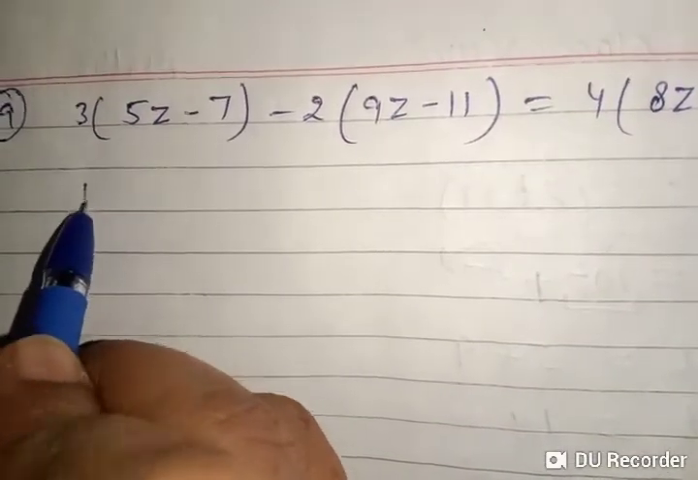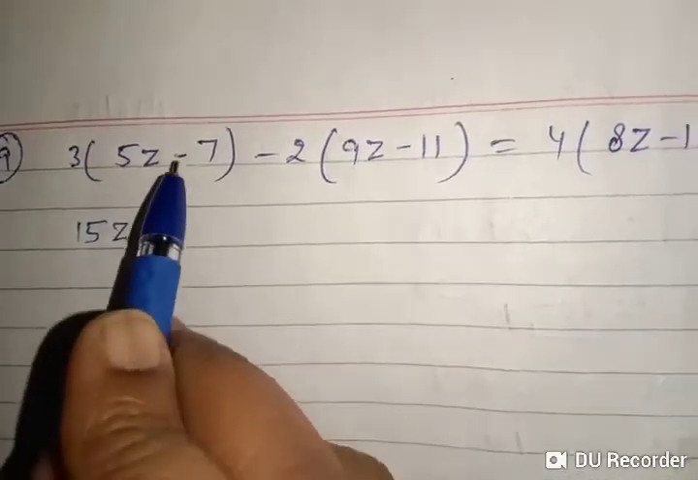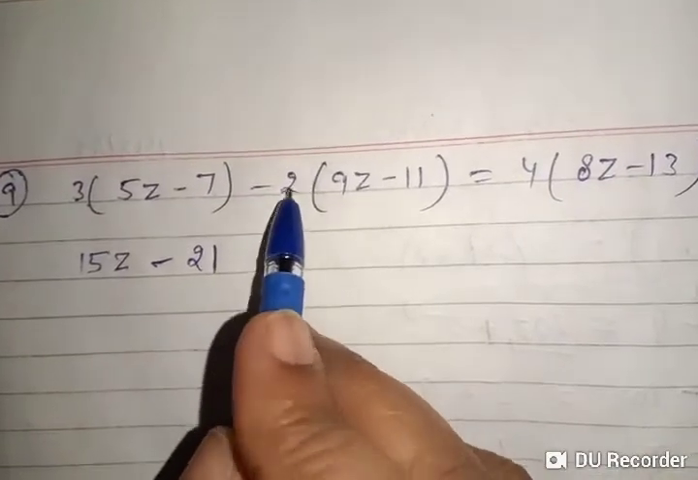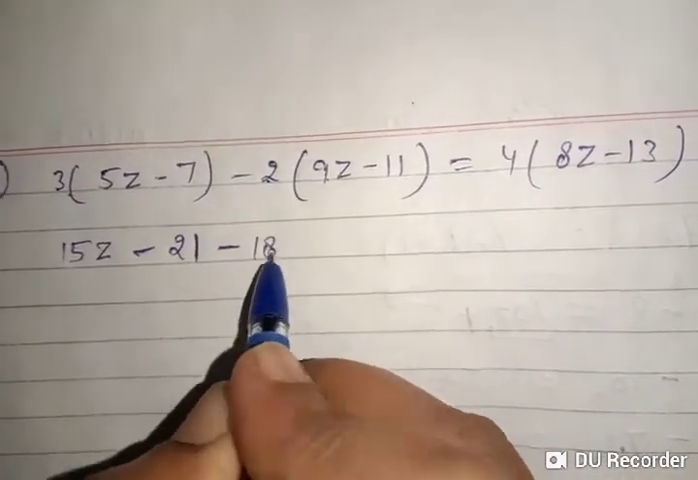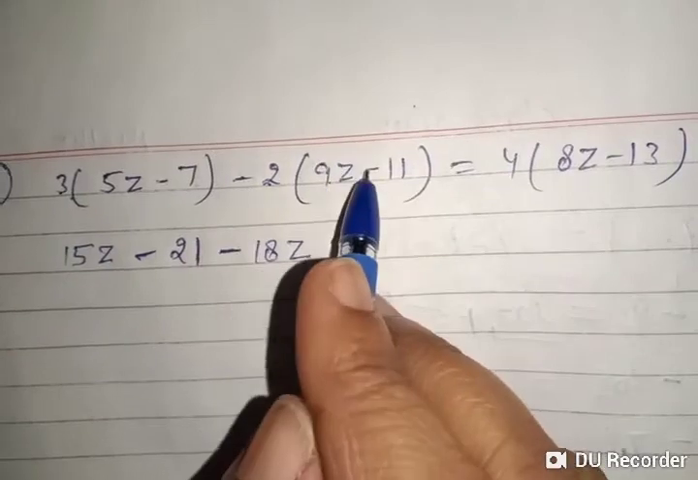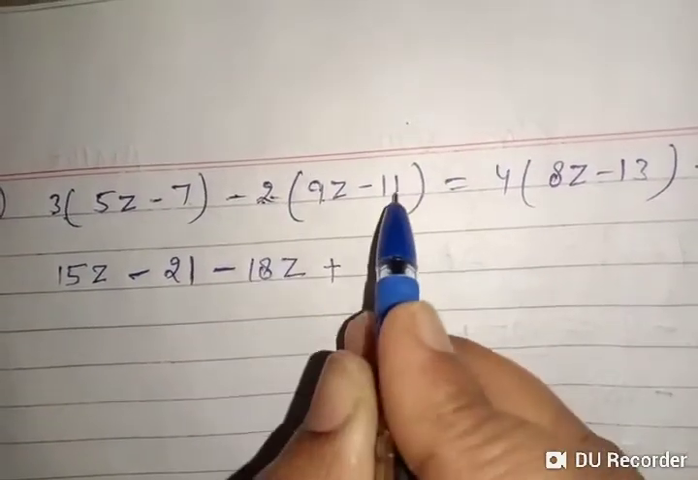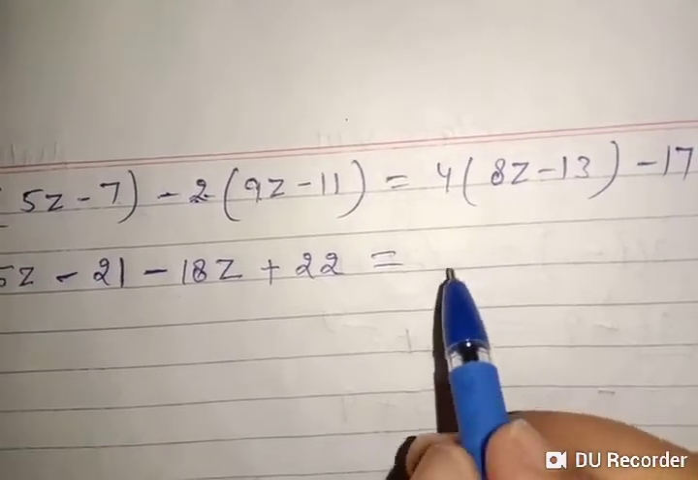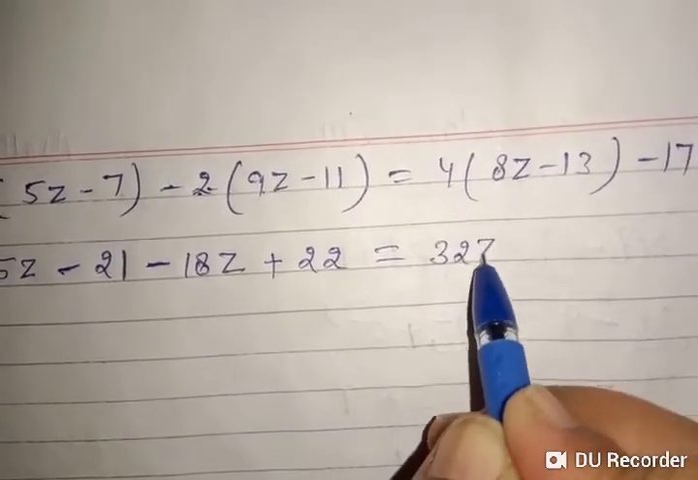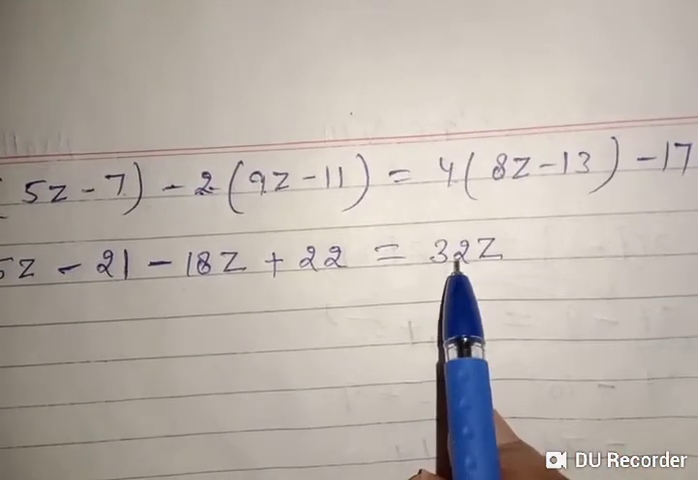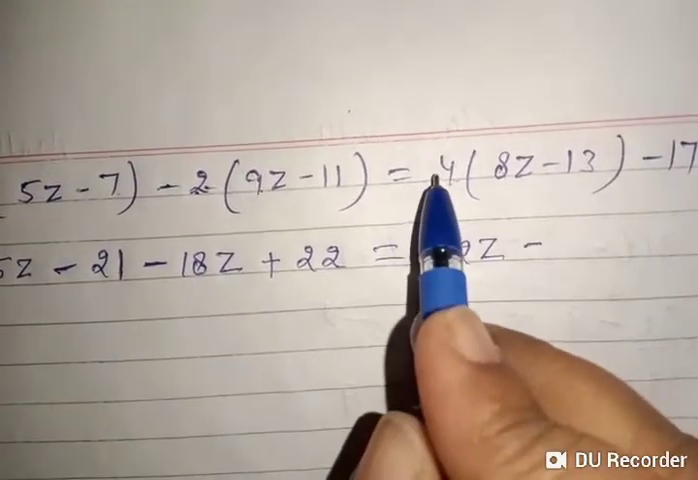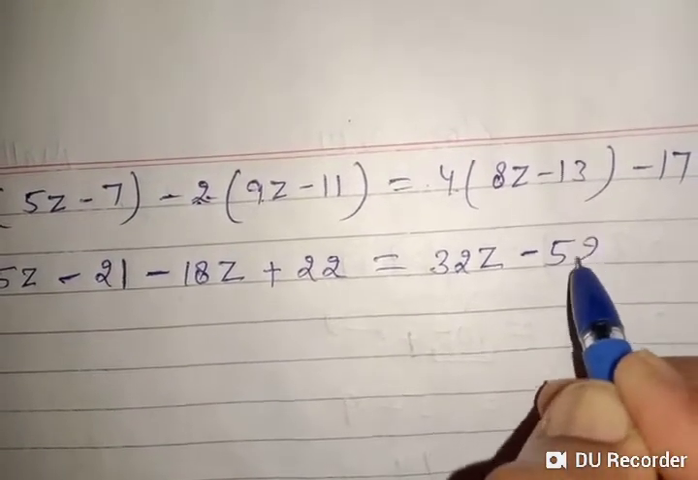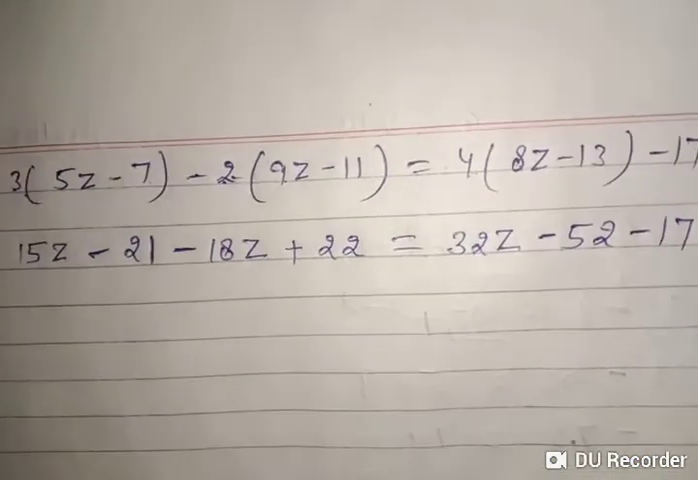So it's 3 5s are 15z minus 3 7s are 21. Then minus 2 multiplied by 9 is minus 18z also, minus minus plus 2 into 11 is 22, is equals to 4 multiply 8 is 32, and z also, 4 8s are 32z. Then minus sign, because it is plus, it is minus, plus minus is minus, 13 4s are 52 minus 17.